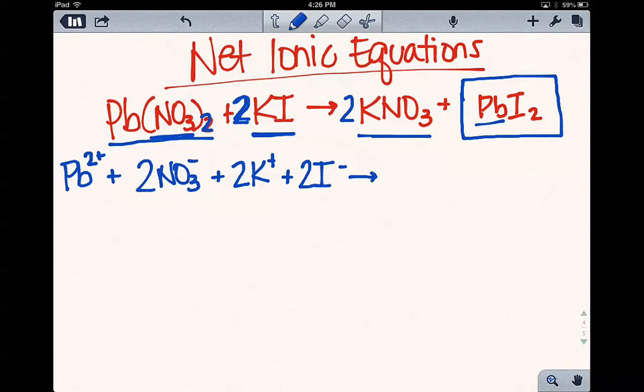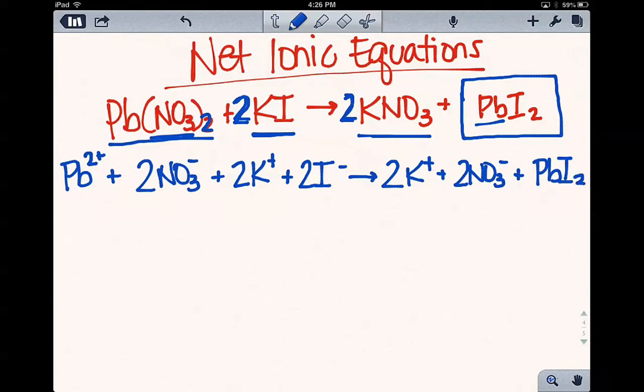And on the product side, I know that my potassium nitrate is soluble, so I have 2 of them. So I'll have 2 potassiums and 2 nitrates. And then finally, because my lead iodide is not soluble, I'm not going to ionize it. I'm going to keep this guy together.